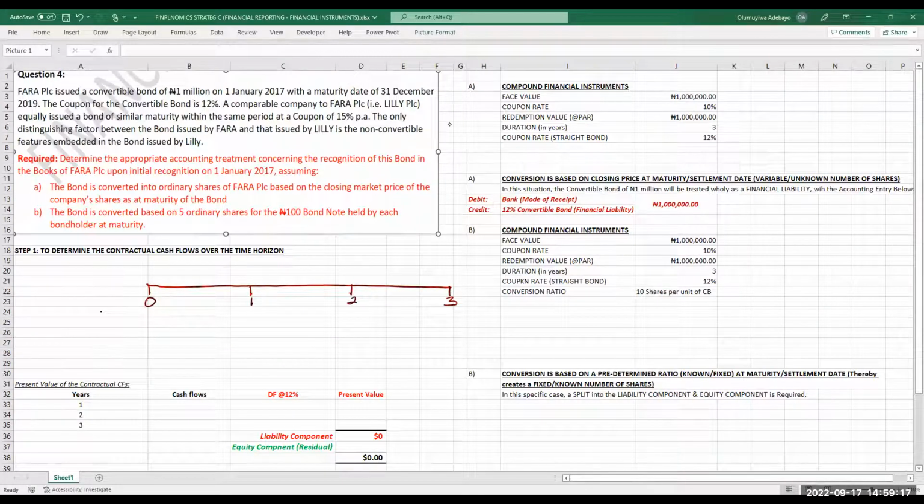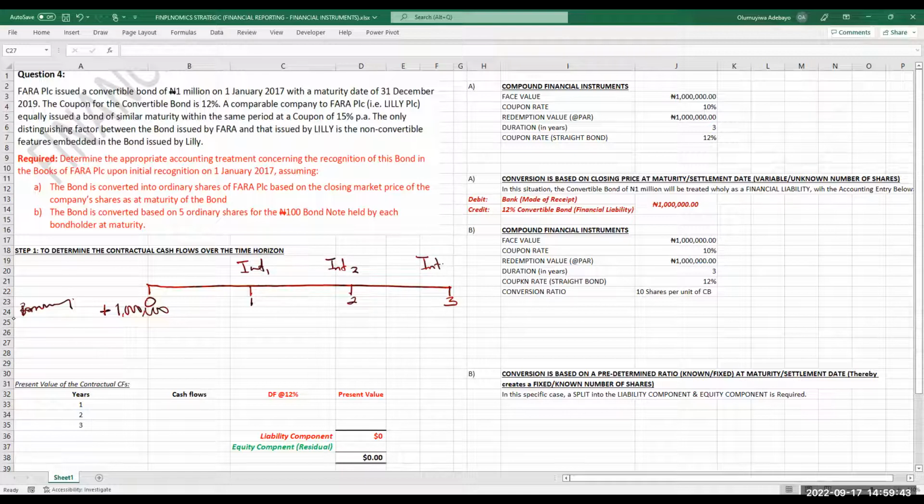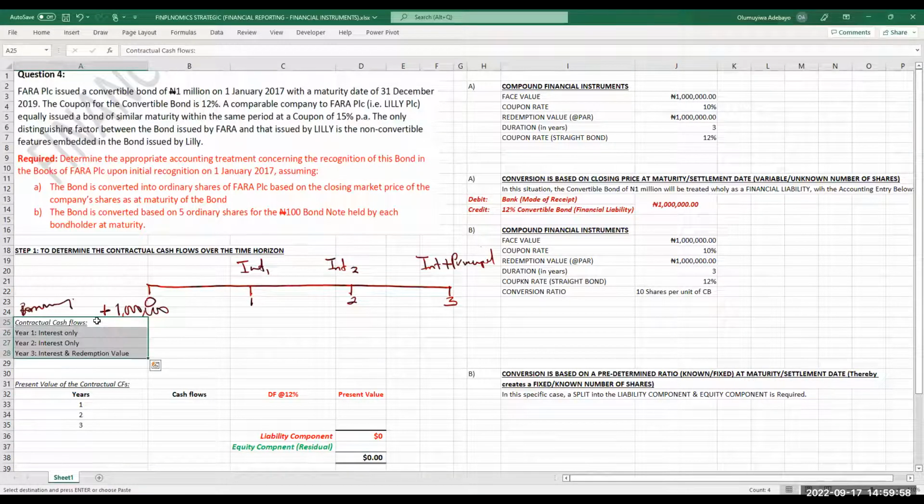Therefore, when we borrow, at the point of borrowing, we receive 1 million positive. Each year, by this bond, we have to pay interest. In year 1, we have to pay interest. In year 2 and in year 3, we have to pay interest, and we pay the principal. Now the question then is, what are the contractual cash flows?